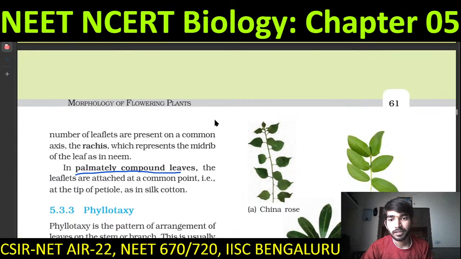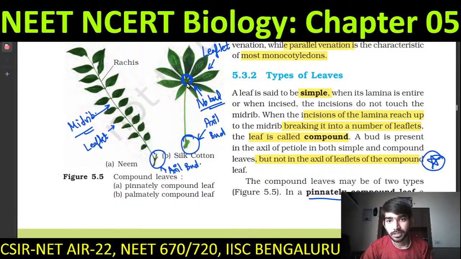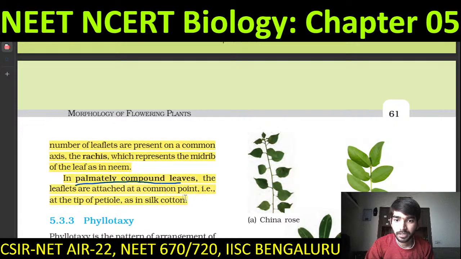Very easy to remember. Now you also have the palmately compound leaf, where the leaflets are attached at a common point. Here you see all the leaflets are attached to one single common point. This is called a palmately compound leaf. Here in the pinnate one they are attached at different points but have one common midrib. This is the difference between the pinnately compound and palmately compound leaf. The example here is neem and here the example is silk cotton. Remember these two examples, very easy.